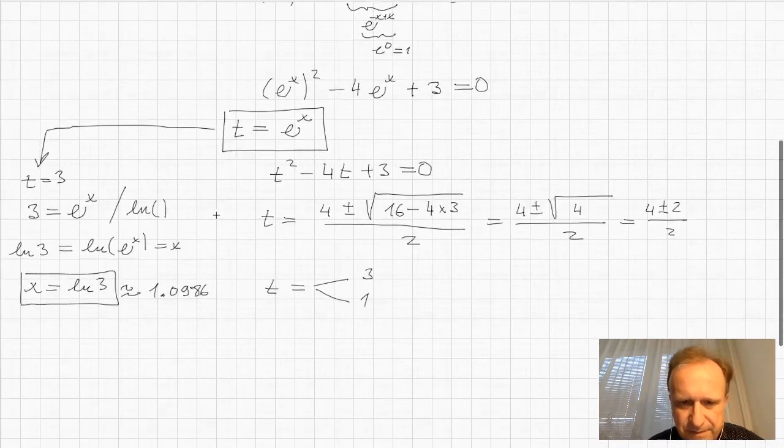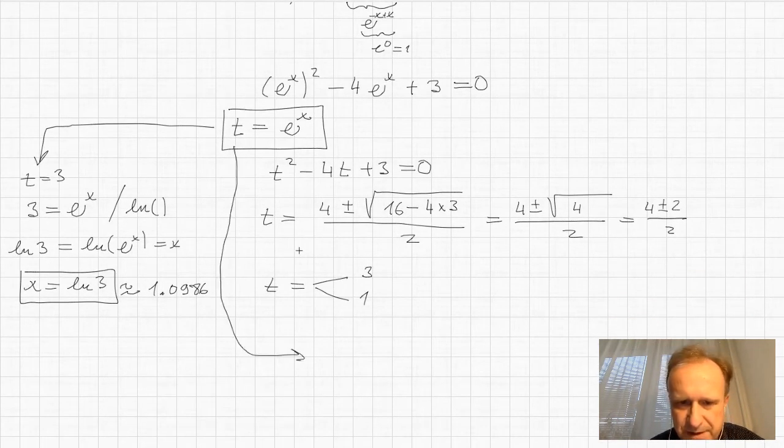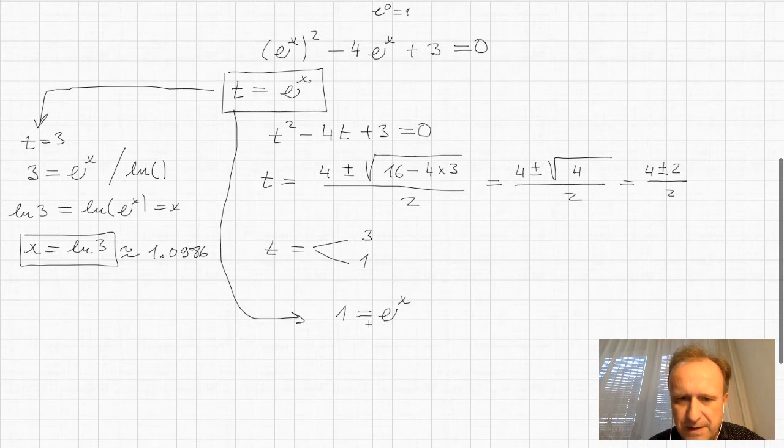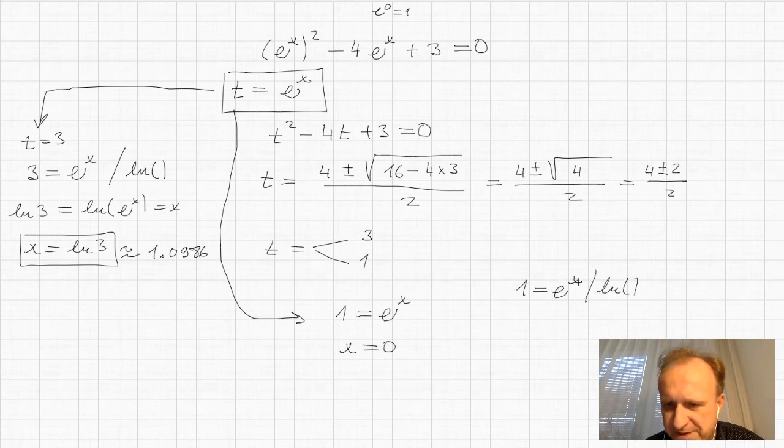Another possibility is that t is 1. So I get the equation 1 equals e to the power of x. Now this can be solved really easily because you know that e to the power of 0 is 1, so you can just write that x is 0. If you didn't know that, what you could do is to do the same. You can take this equation and take the natural logarithm of both sides, and you end up with the natural logarithm of 1 equals x, and using the calculator you could see that the natural logarithm of 1 is 0, so x is really 0. So this is the second solution.